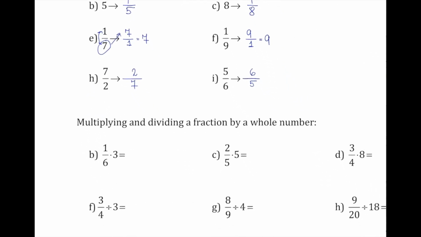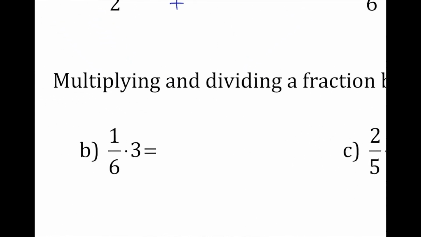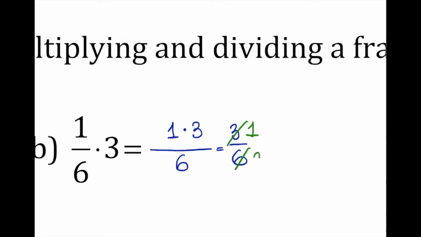Multiplying and dividing a fraction by a whole number. When you're multiplying by a whole number, you're putting that number into the numerator. So this will be 1 times 3/6, which will be 3 over 6, and we can simplify this by dividing by 3, so this will be a 1, and that will be a 2, and that will leave us with 1 over 2, or half.